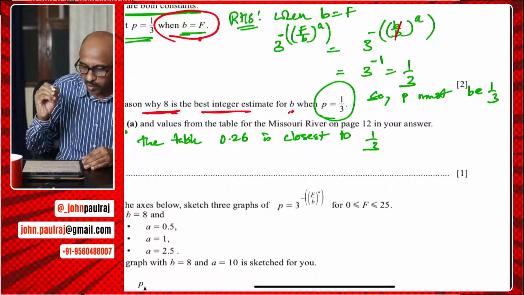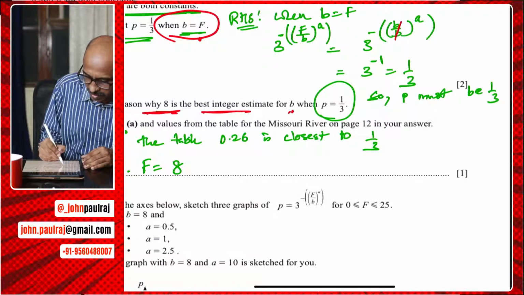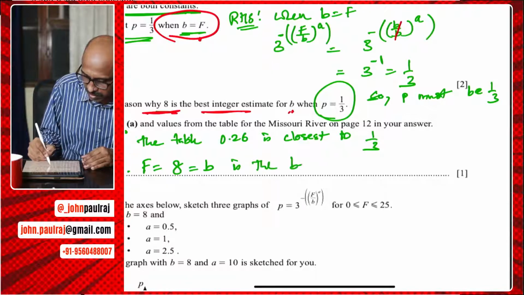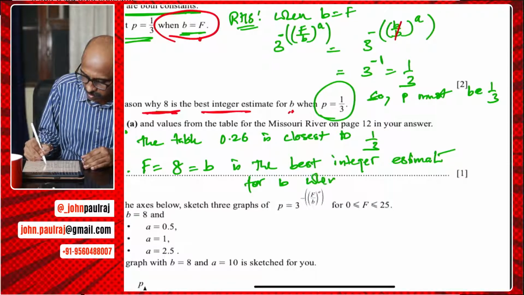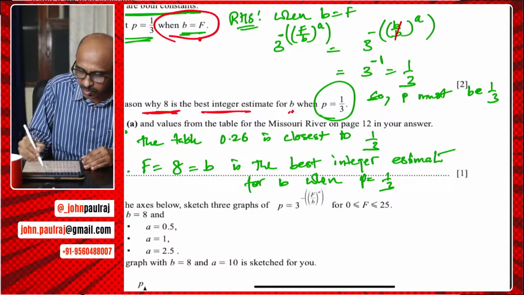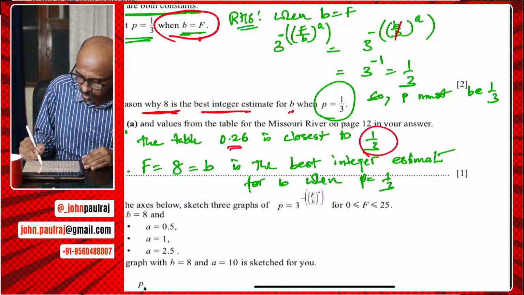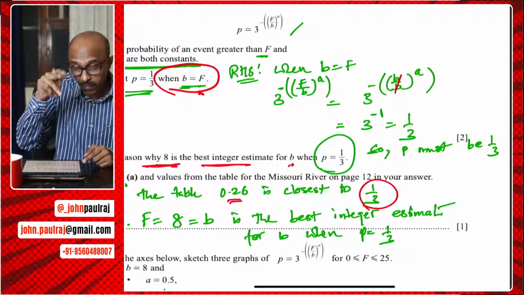Therefore F is 8, which is B, the best integer estimate for B when P equals 1/3. Clear? So it's just looking at the table and saying that 0.26 is closest to 1/3. So therefore you take that B, and remember we're using this idea that B is equal to F. That column was for F.